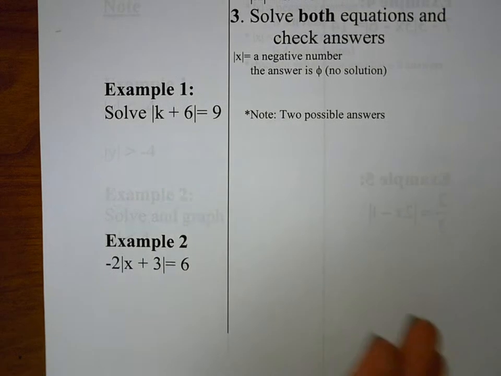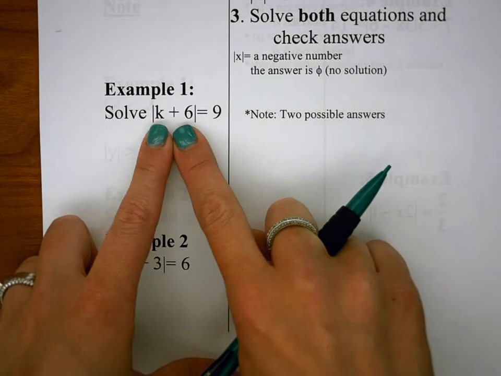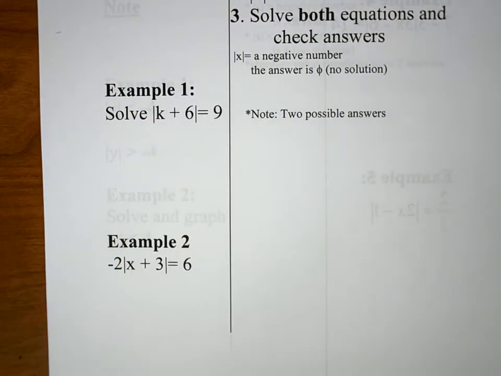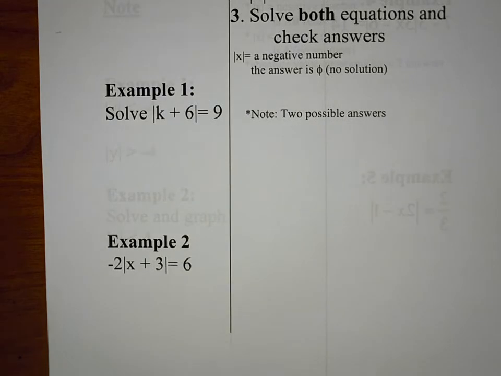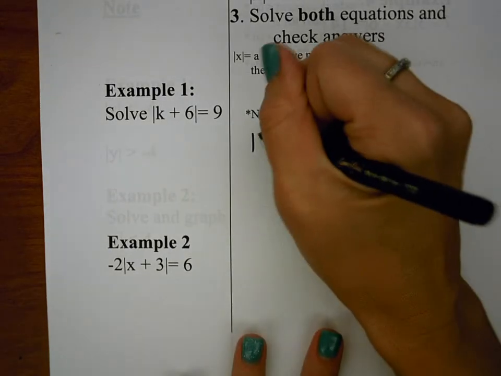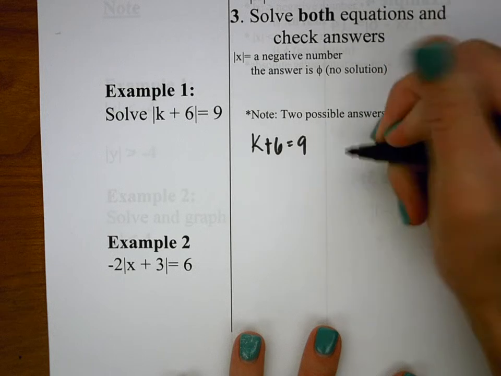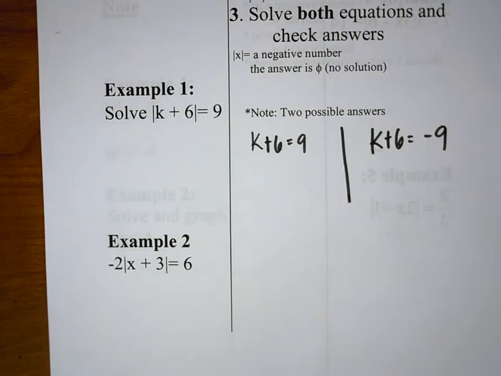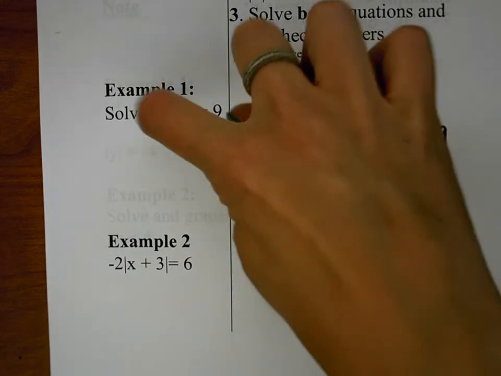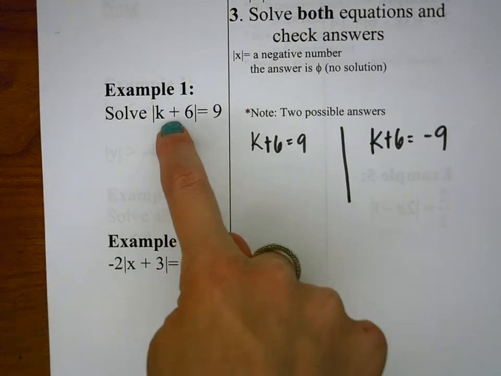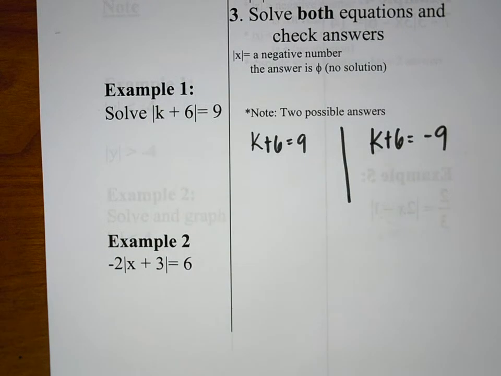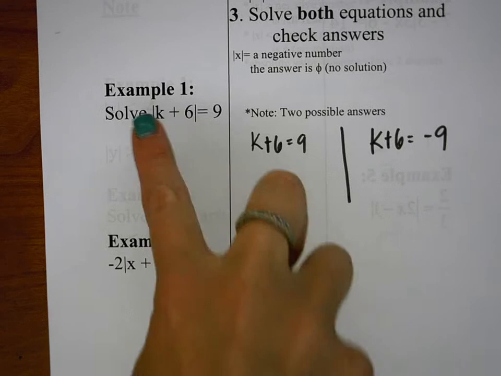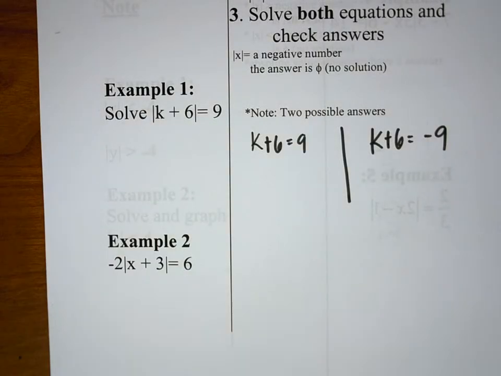So this starts out kind of simple. Once your absolute value is by itself, you're going to set up two equations. So I normally go ahead and just write the two equations. So I have k plus 6 equals 9, and k plus 6 equals negative 9. The reason why this one is negative is because inside it could be a negative 9, but when it comes out, it's going to end up being a positive 9. So that's why we're doing the negative equation, because what's inside could be negative, but it's going to come out as a positive.